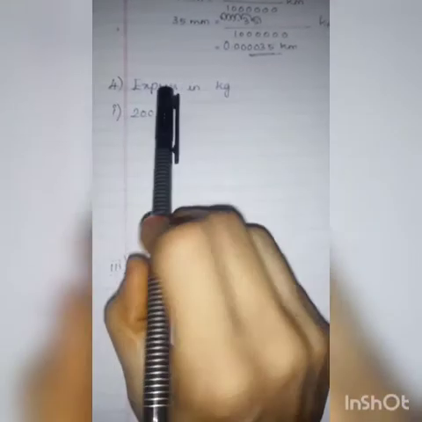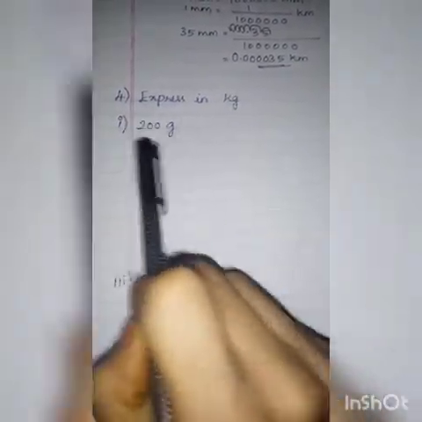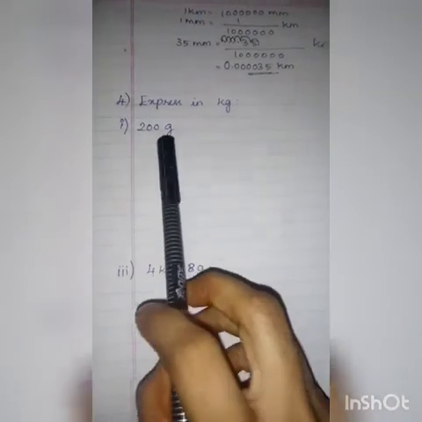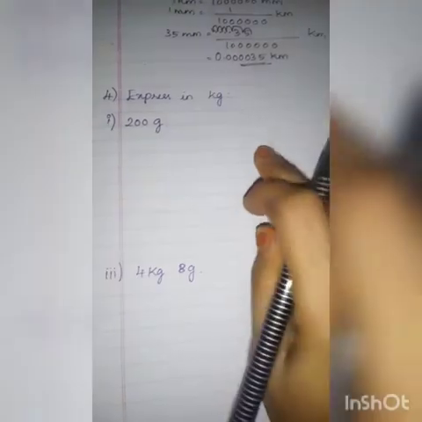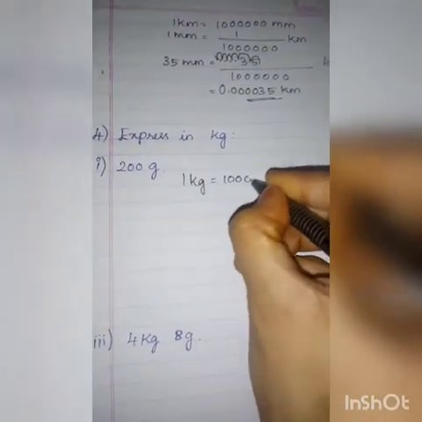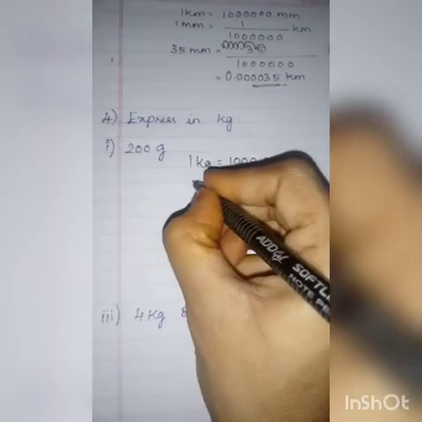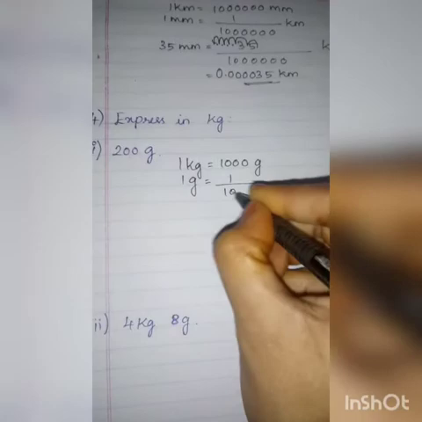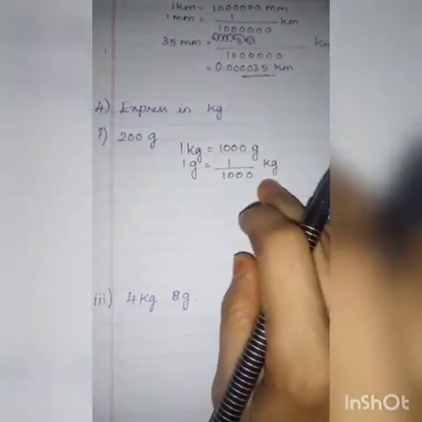Understood? Next is your fourth question. What is the fourth question? Express in kilogram. We are going to express the given values in kilogram. What is the given value? It is in grams, and you should express it in kilogram. So what is the relation between gram and kilogram? 1 kilogram is equal to 1000 grams. So 1 gram is equal to 1 divided by 1000 kilogram.